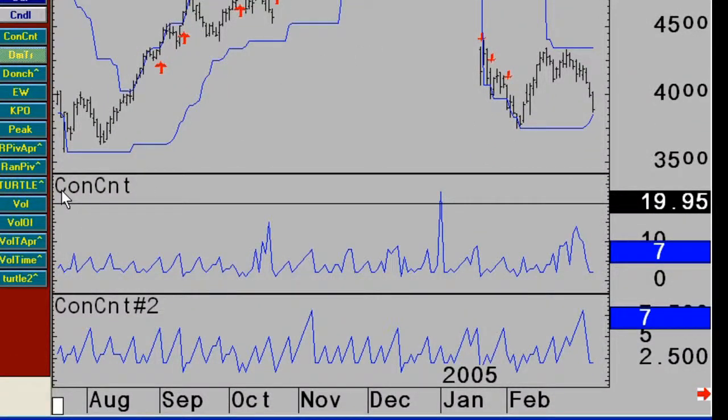Now you can see that on both of those charts that I just showed you we had a study on here that was called CON-CNT, and then I had another one called CON-CNT number 2. What these are is a study that tries to identify periods of sideways and counts the number of bars associated with that sideways, and gives us some idea of whether we can quantify breakouts based on that point.